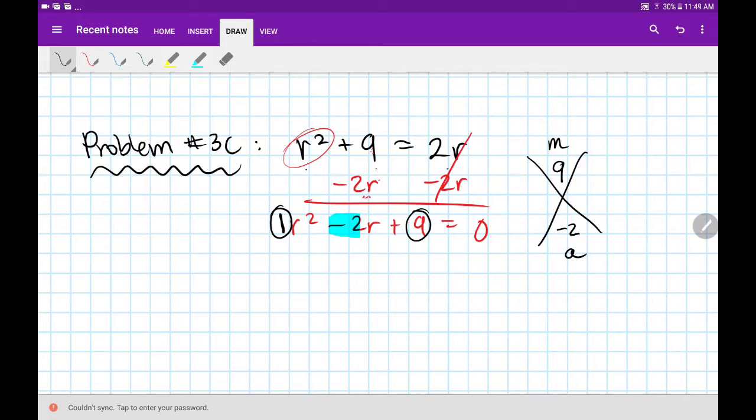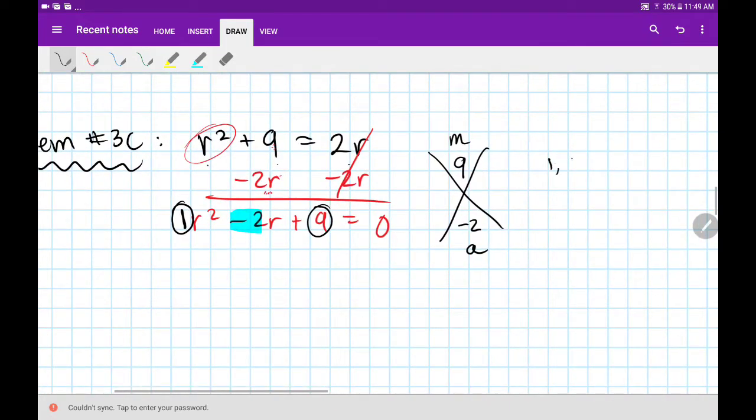So numbers that multiply to 9, let's start there, are 1 and 9, 3 and 3, and that's it. Now, neither of these, if you think about it, will ever combine to add up to negative 2. This might add up to negative 8 or positive 8. This is going to add or subtract to 0 or 6. It's not really getting us anywhere. But we tried magic x just like we're supposed to. Unfortunately, this does not factor.